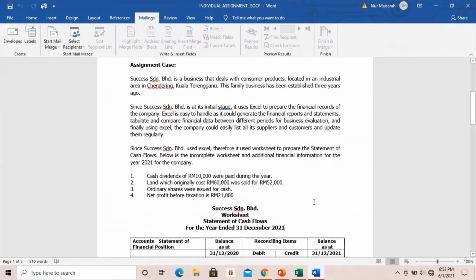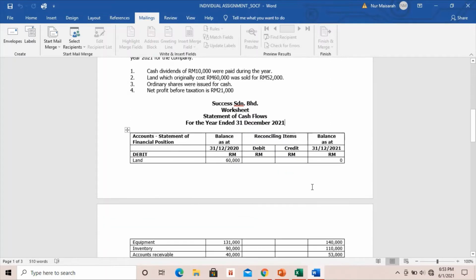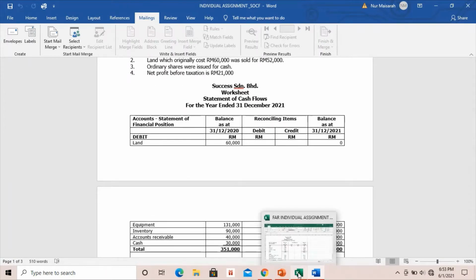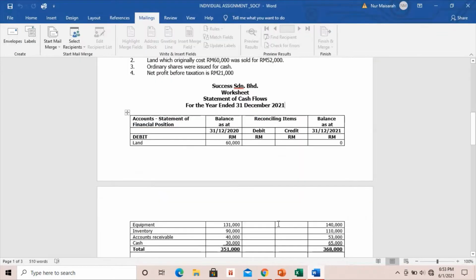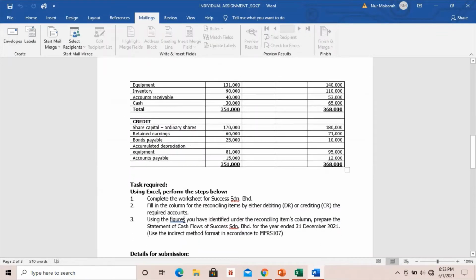The question is about Success Sendirian Berhad. The question gives an incomplete worksheet, and I have already done the columns for the worksheet in Microsoft Excel. So firstly, the question asks us to complete the worksheet and fill in the column for the reconciling items, either debiting or crediting the required account.